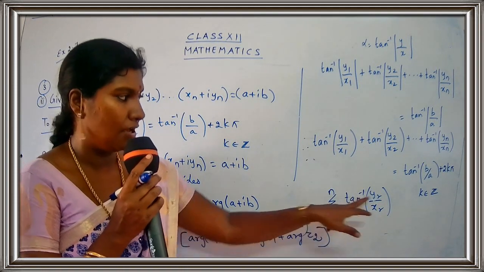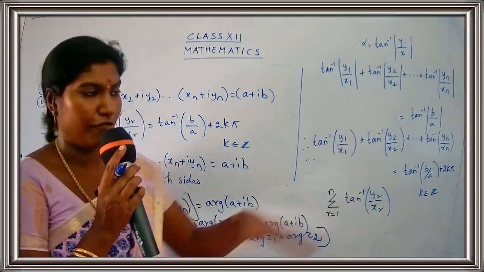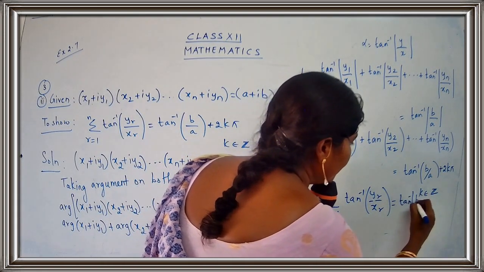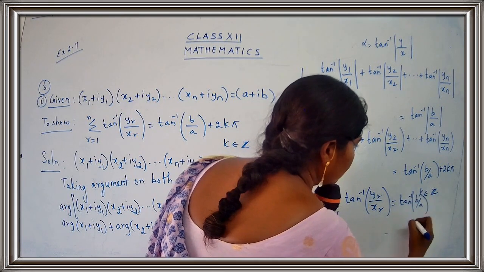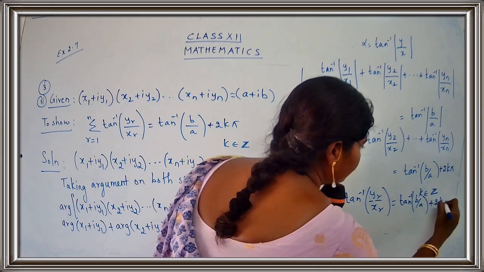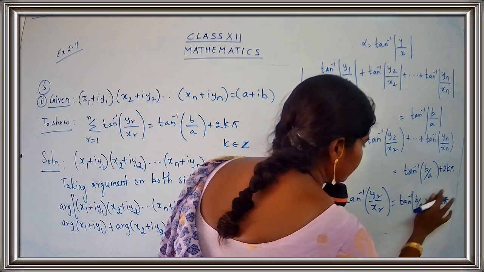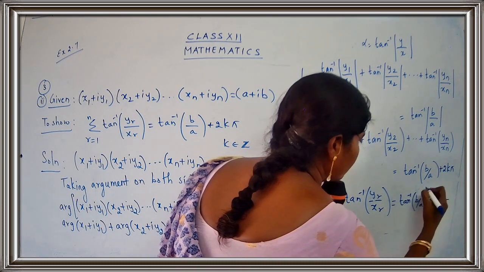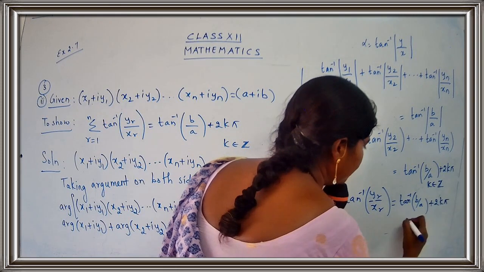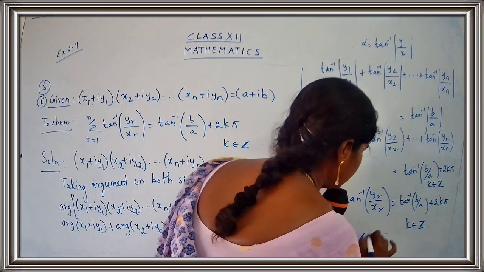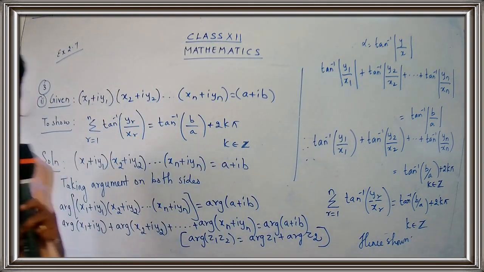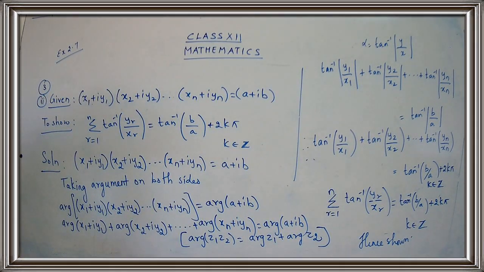Tan inverse yr upon xr. This is the general form. So this is equal to tan inverse b by a plus 2k pi. I'll put here k belonging to Z. Hence, shown. That's all. So we have completed the second subpart also. So we have completed our sum number 3.